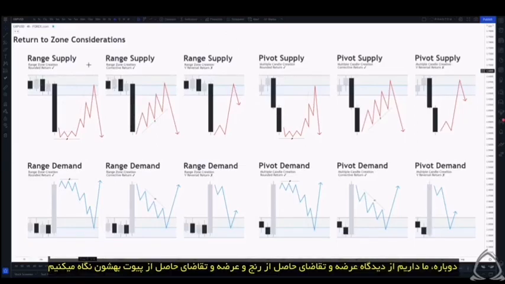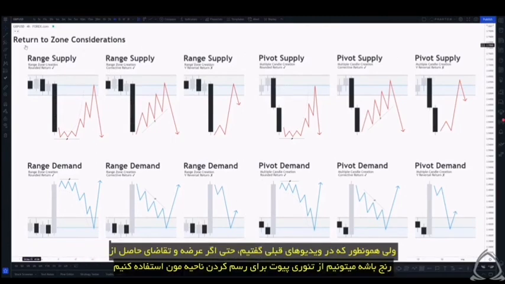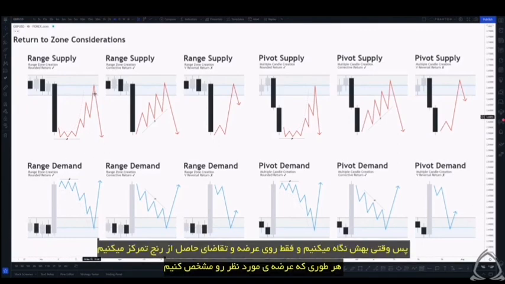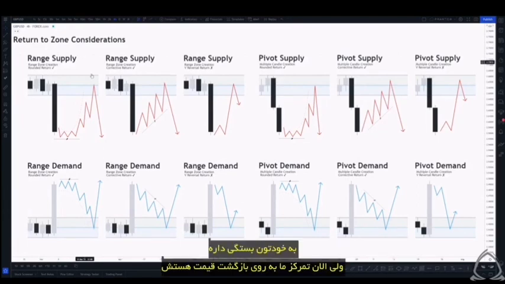Again, we're looking at it from the lens of range created supply and demand and pivot created supply and demand. But as we spoke about in the previous section, even if it is range created supply or demand, we can also map out our supply and demand zone using the pivot theory, or refining to a bullish candle before that down move or bearish candle before that up move. So when we're just focusing on range created supply and demand, however you map the supply zone in question is up to you at this point, but now we're focusing on how does price return.